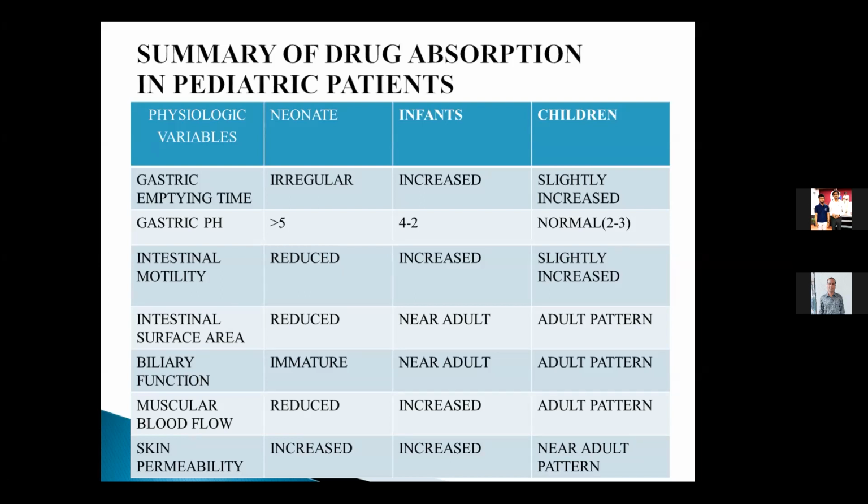Intestinal surface area is reduced in neonates and near to adult in infants, with an adult pattern in children. Biliary function is immature in neonates, near to adult in infants, and an adult pattern in children. Muscular blood flow is reduced in neonates, increased in infants, and an adult pattern in children. Skin permeability is increased in neonates and infants, and near the adult pattern in children.